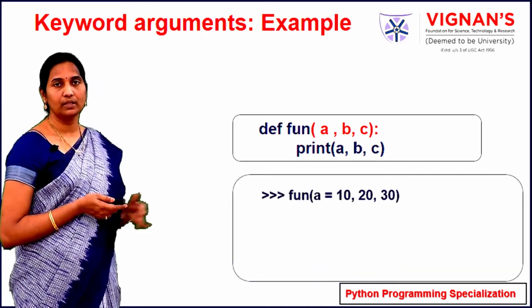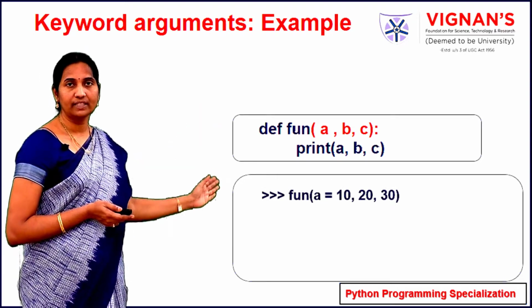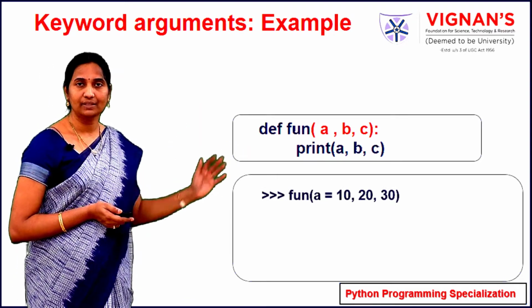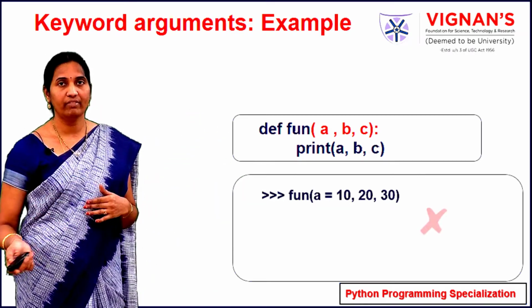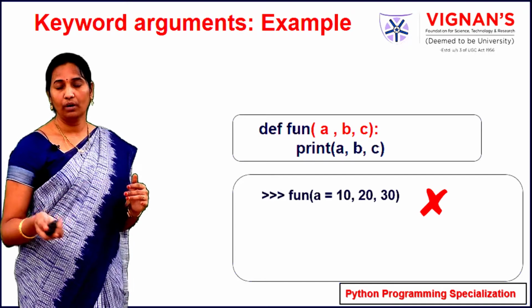So let's have a look at this function call. So fun is called with a equal to 10 comma 20 comma 30. Here if you observe, positional arguments are followed by keyword arguments, which is not valid at all. So this kind of function call must be avoided.